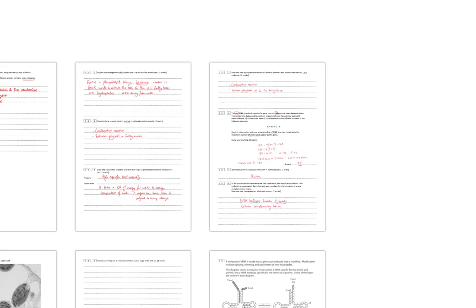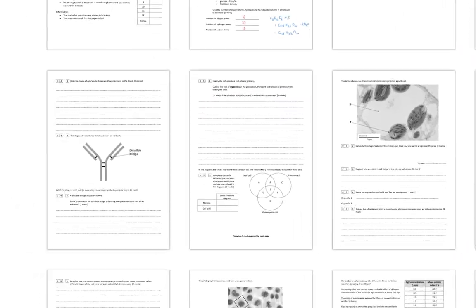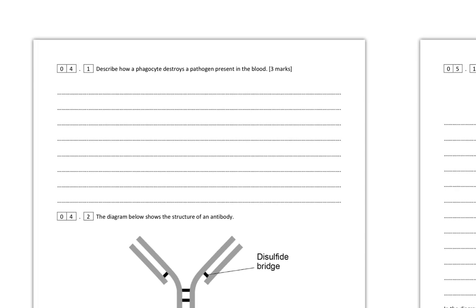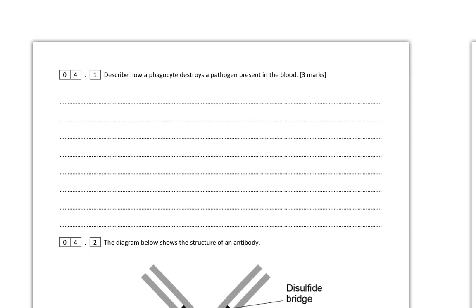Hopefully you're still with me. Let's have a look at 4. This is a bit of terminology. Describe how a phagocyte destroys a pathogen present in the blood. I know a lot of your answers were more detailed about this, but they allow one. Just to say, you say they engulf and digest, and you get 2 marks for that at GCSE. So you still get 1 for engulf.